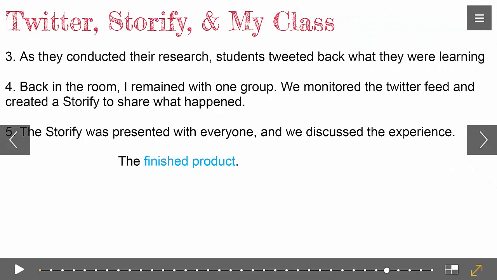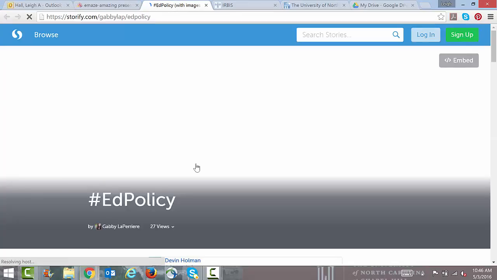The group in the room that stayed behind took the tweets and began to pull them together to create a Storify, which we then discussed after we had come back together as a class. Now, Storify is a tool you can use to gather information from a number of social media sites like Twitter, Facebook, and Instagram, and you can pull it together to create a story around whatever you'd like. You can place the information in any order you wish, and this was their finished product, which we published on Storify. I'm going to show you very quickly what this looked like.